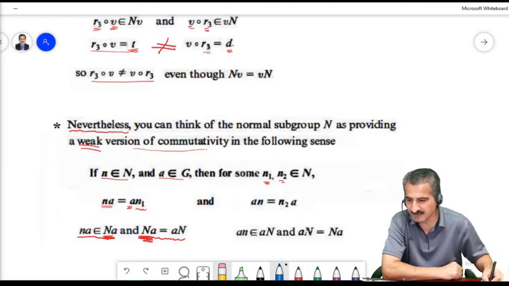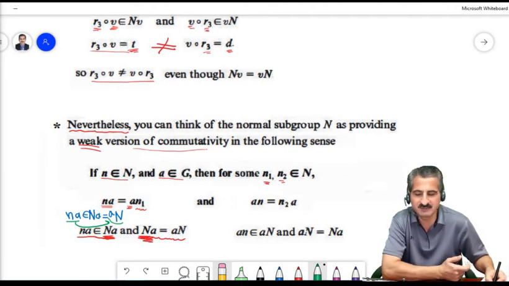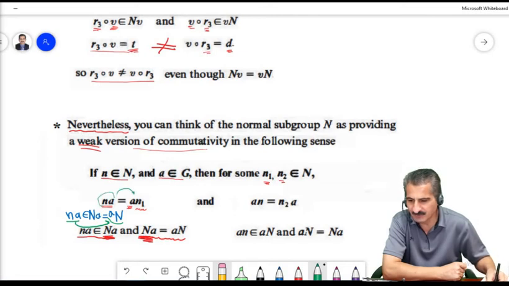So let me rewrite that here in blue. Small n times A belongs to capital N times A. Okay, this is natural. But capital N times A is the same as A times capital N. So what we got here? We got this belongs to that. But how do the elements of these things look? They are small a times some element of N. So we moved from here to here.